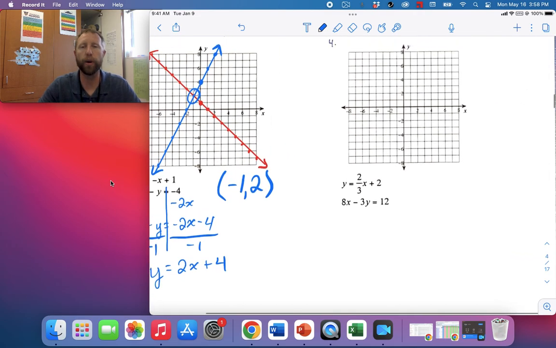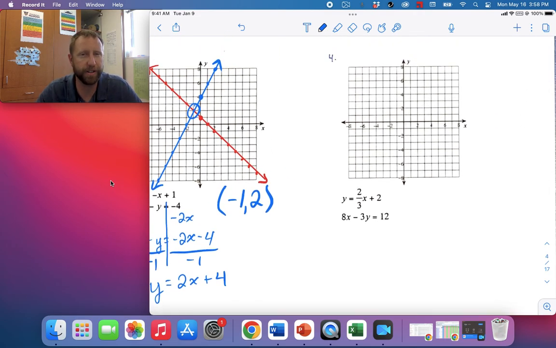And then for number 4, again, first equation's done. Let's graph it. Positive 2, and then my slope is a positive 2/3, so I'm going up 2, right 3. Up 2, right 3. And that's all the further I can go. Go back to your beginning point, do the opposite. Down 2, left 3. Down 2, left 3. And that's all the further I can go.